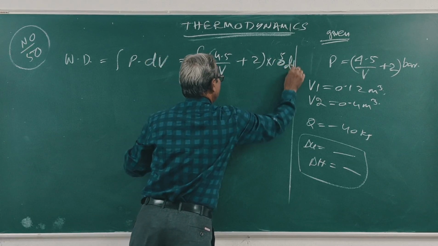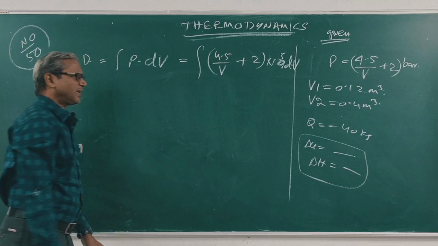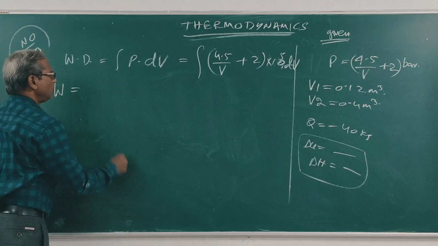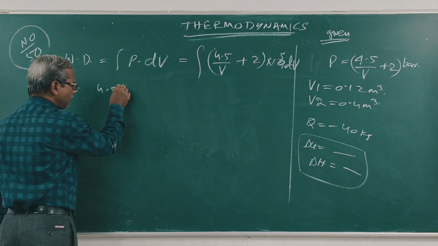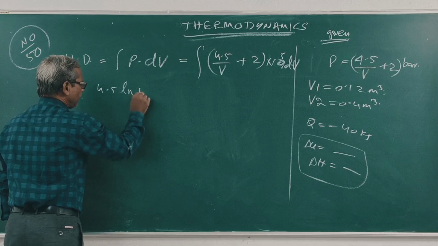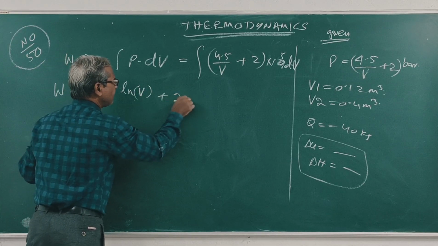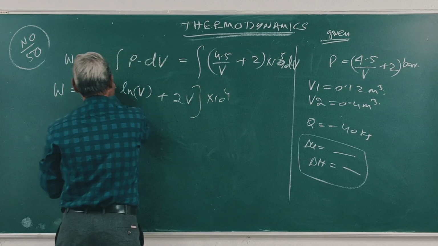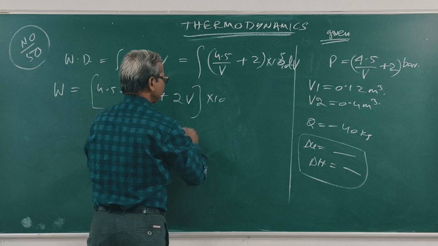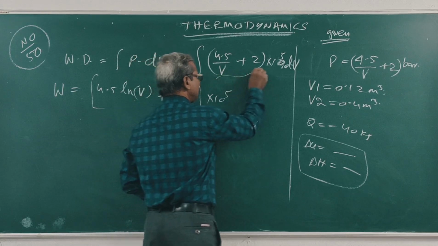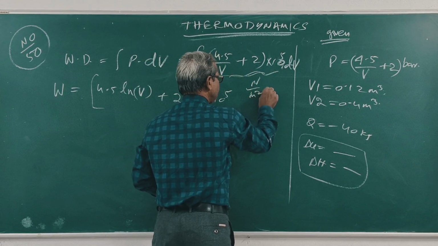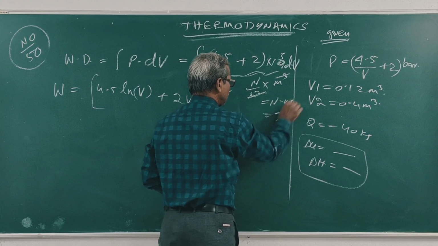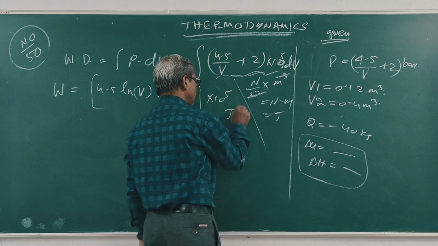dV. Right? So work done is equal to W = [4.5 ln V + 2V] × 25. This is Newton per meter square, this is meter cube, and the answer is Newton meter, which is Joule.